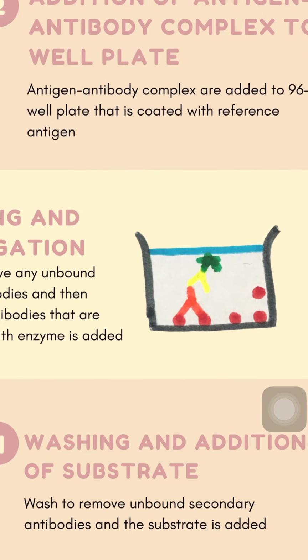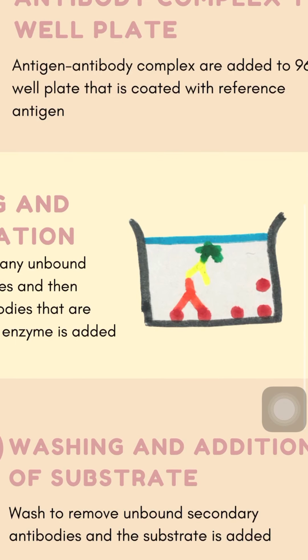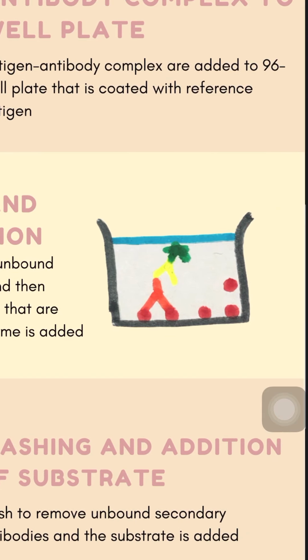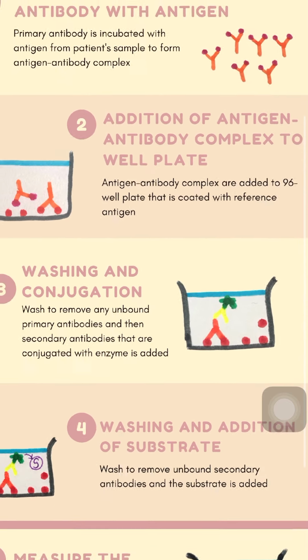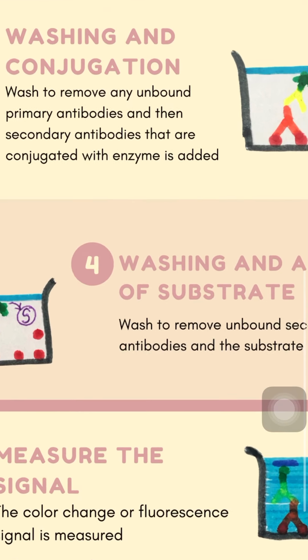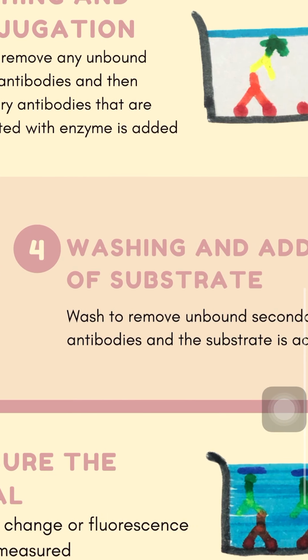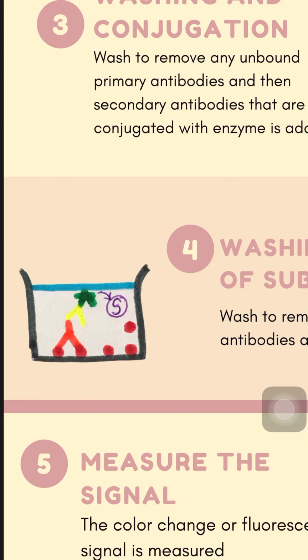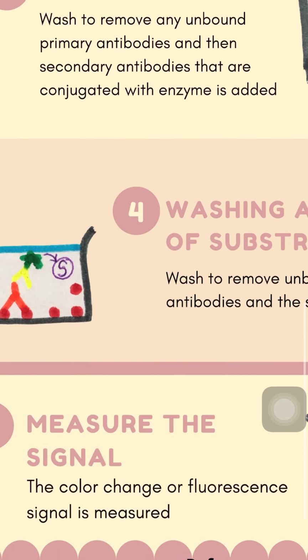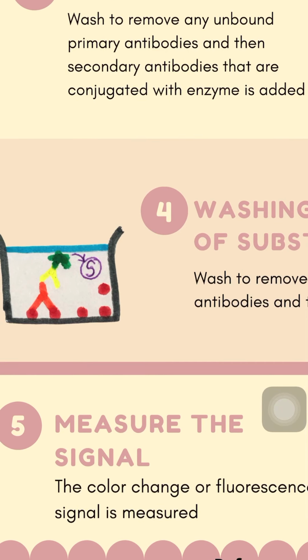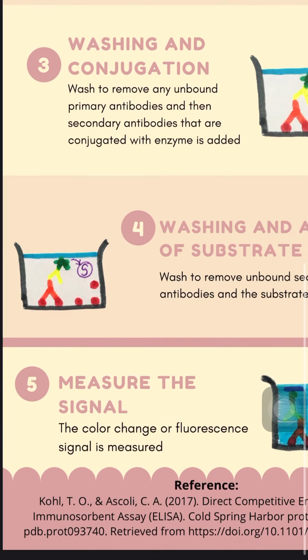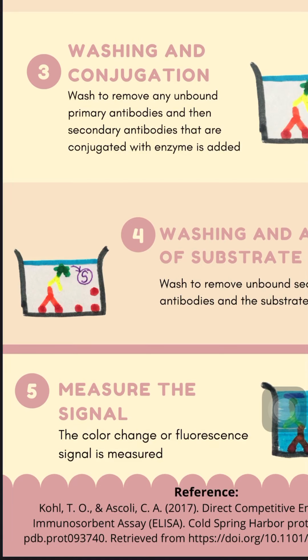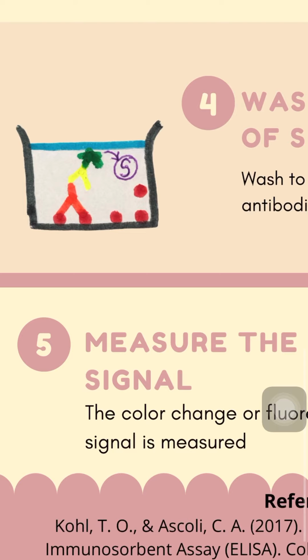and then the secondary antibodies conjugated with enzyme are added to the plate. These secondary antibodies are specific to the primary antibody. The washing step is done again to remove the unbound secondary antibodies, and then substrate is added. The reaction between the substrate and enzyme conjugated secondary antibody will emit fluorescence light signals or color change depending on the substrate that is added. And then lastly, the signal is measured.